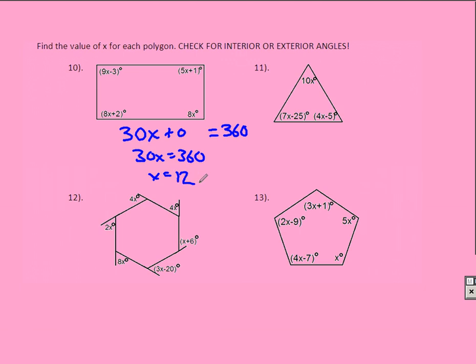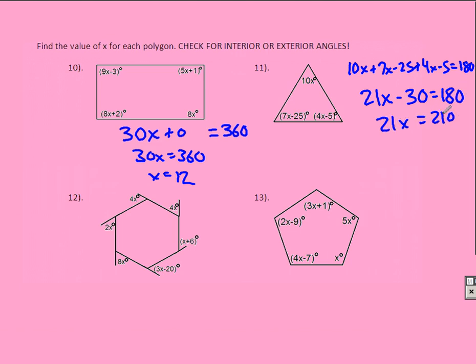Now, for number 11, I'm going to add everything up again because I have interior angles, plus 7x minus 25, plus 4x minus 5. This is the inside of a triangle. A triangle adds up to 180. So, how many x's do I have? I have 21x when I have 10x, 7x, and 4x. And for the rest, I have minus 25 and minus 5, which means minus 30, to equal 180. I'm going to add 30 to both sides, so 21x equals 210, which means that x equals 10 for my answer.